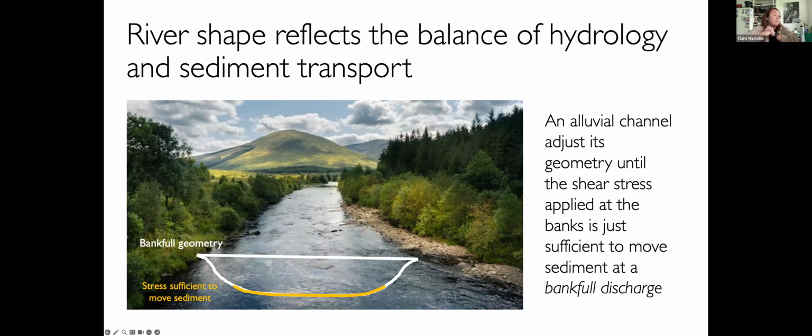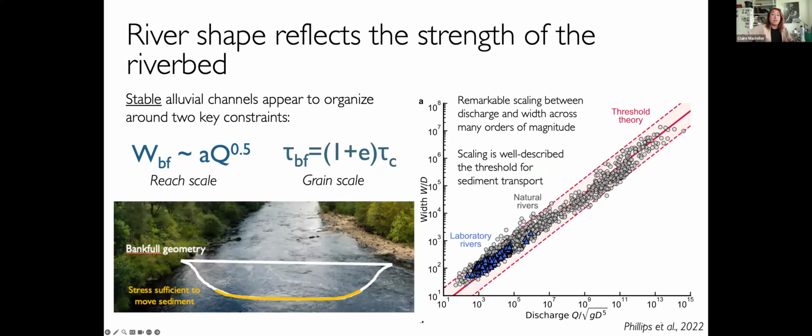In particular, alluvial rivers will evolve their shape such that when the river is full, or at its bankfull condition, the shear stress acting along the bed of the river will just exceed what's required to transport sediment. If we look at many rivers of many sizes, both in the lab and the field, we see this remarkable scaling between bankfull width and bankfull discharge. That scaling is well described by this underlying constraint that the rivers do evolve to exert a fluid shear stress on the bed that's very close to the threshold for particle motion when the river is at a bankfull condition.